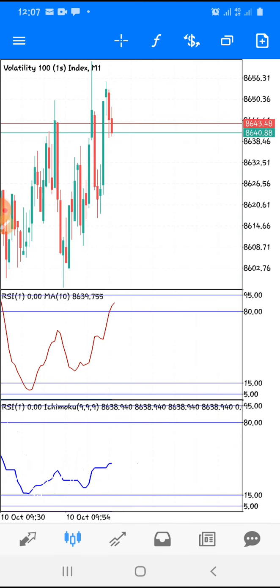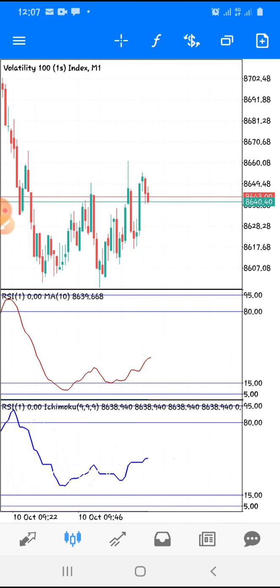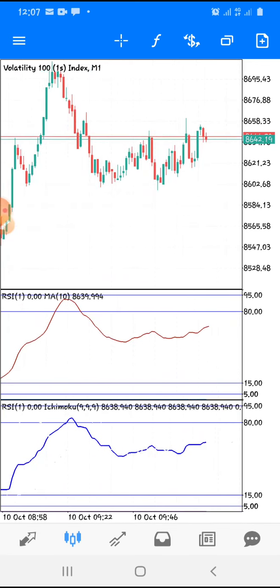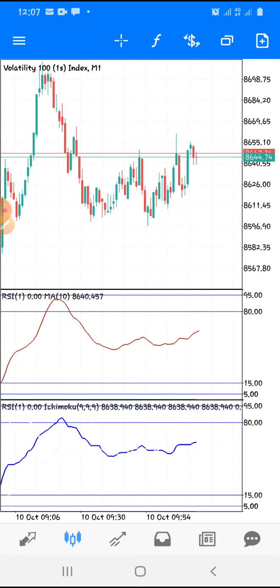This is what you're going to see, guys, here. So now how do we use the strategy for trading? As you can see on my chart here, I've opened my chart on the 1 minute time frame. So I will start by showing you how to detect a sell, and then we will show you how to detect a buy.